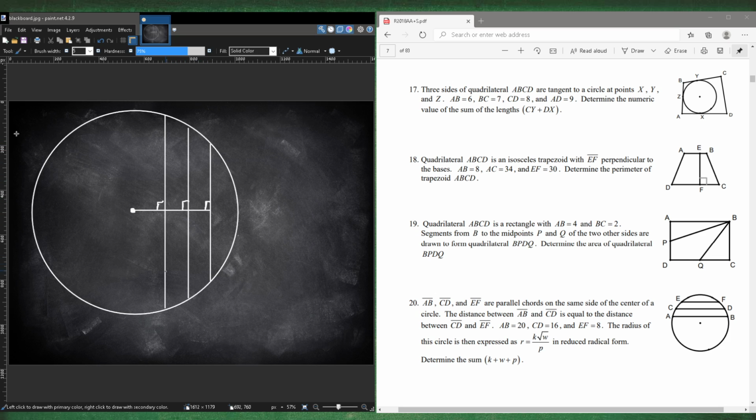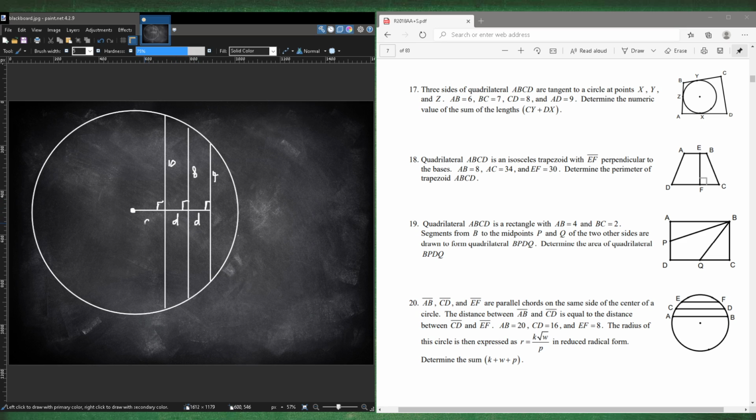So if it's perpendicular to it, that means that we cut it in half. So that tells us that if this is length 20, then this is 10. If this is length 16, this is 8. If this is length 8, then this is 4. Okay, and they also tell us that the distance between these two chords are the same. So let's call this D and call this D.